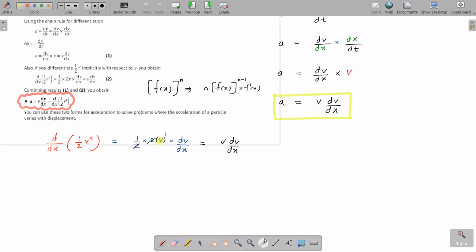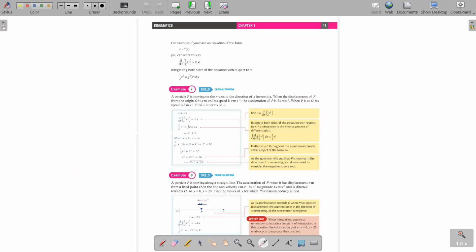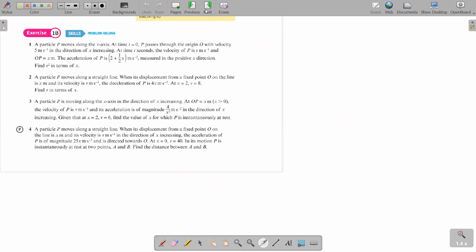At the end of the day, if the question is about acceleration given in terms of displacement, you would use acceleration as V dV by dx, or you could use acceleration as d by dx of half V square, because you saw that d by dx of half V square is the same as V dV by dx. These are the main equations you need to use when you get a question where acceleration is related to displacement. So let's go to the exercise, the first question.